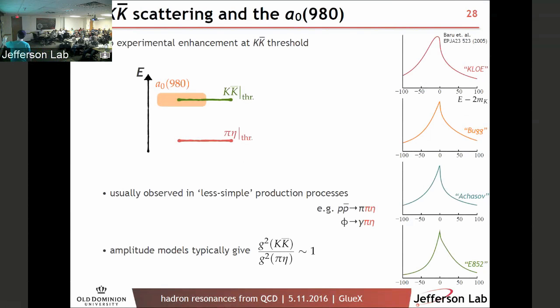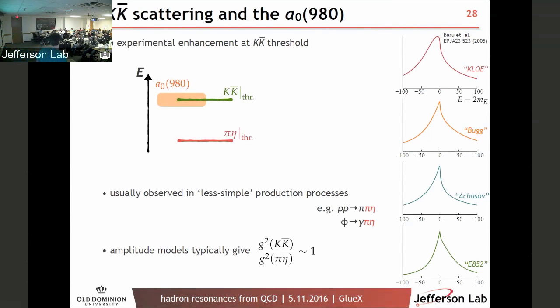And here are some amplitude extractions of essentially the cross-section. You can think of this as the cross-section for pi eta to scatter to pi eta. You can't measure that directly, but you can sort of infer it from more complicated processes. And these are various different model approaches to extracting that. And this is energy with respect to K K-bar threshold. And you see there's very clearly a big bumpy thing at K K-bar threshold.